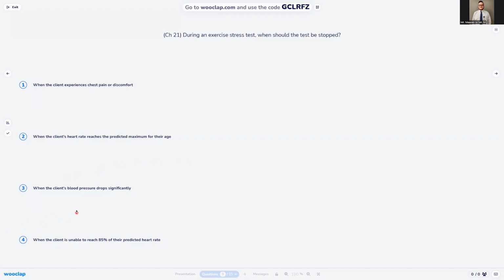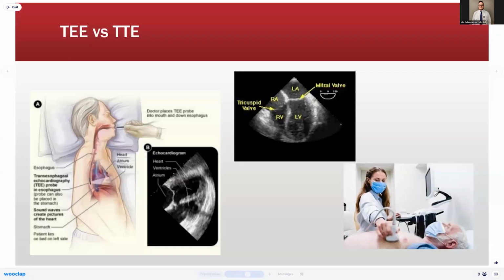Client's blood pressure drops significantly. That's not uncommon, but how far are we dropping? We don't know. There's not a lot of details there. The client is unable to reach their predicted heart rate. We necessarily don't want to stop it depending on how the patient's doing. This is talking about what the patient's doing. That's the right answer. Echocardiograms, again, are basically ultrasounds looking at the heart.